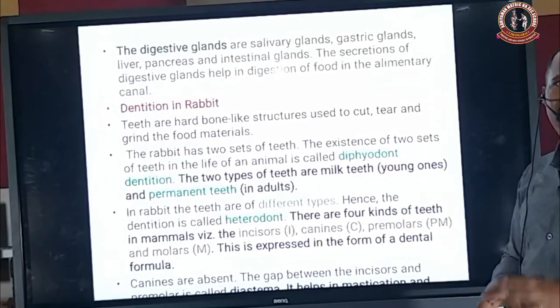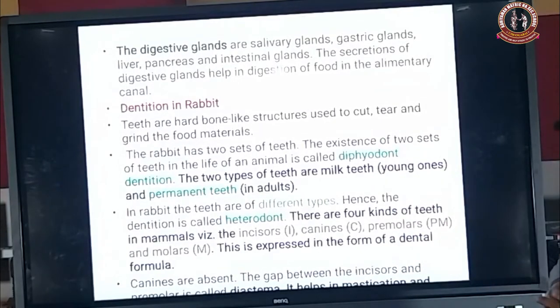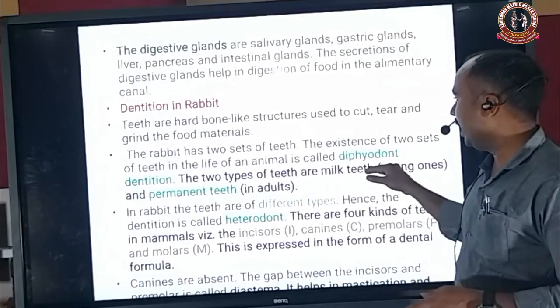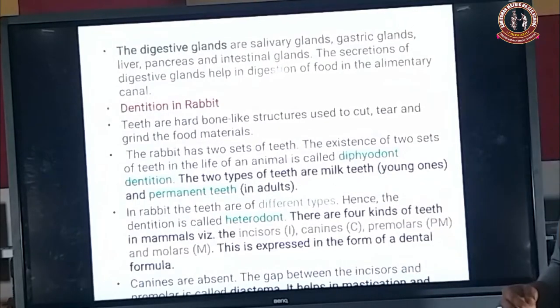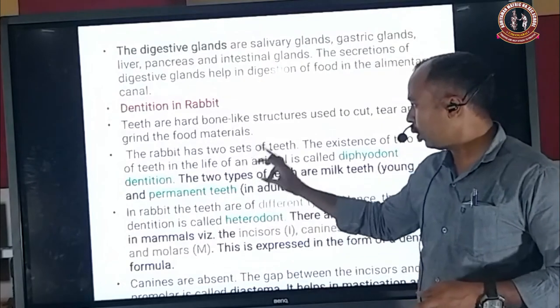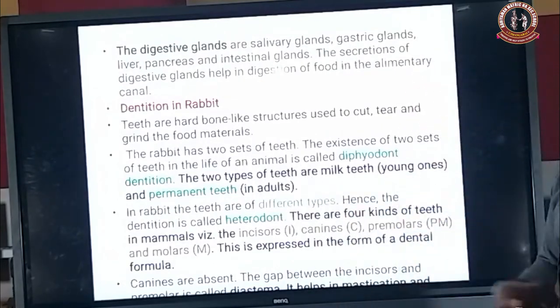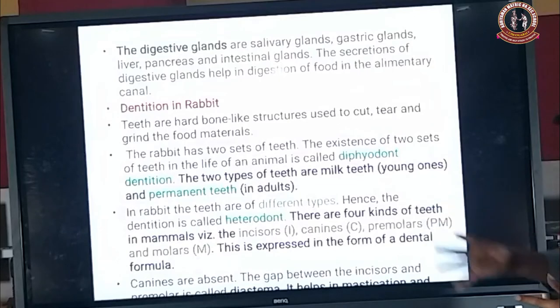In their lifetime, they have two sets of teeth. The first set is called milk teeth. After some period of life, they fall down, and then the new permanent teeth grow. That is why it is called diphyodont dentition: milk teeth and permanent teeth.